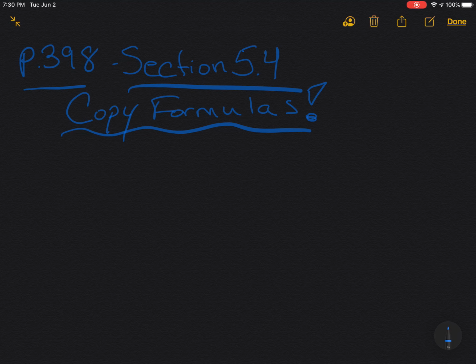Hey guys, today we will begin section 5.4, which is the sum and difference formulas on page 398. The first thing, like it says here, you need to do is copy those formulas. These are your sum and difference formulas, and in total there are 6: 2 for sine, 2 for cosine, and 2 for tan. Okay, so I'm basically going to just be doing one example for this video to introduce the lesson.